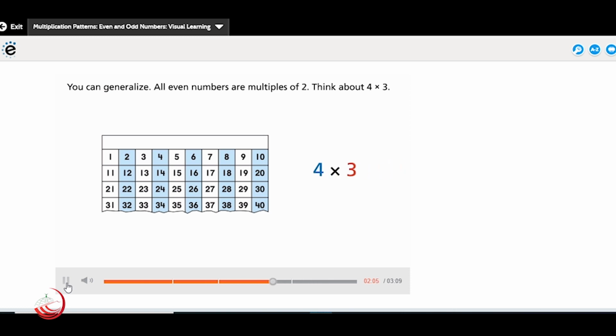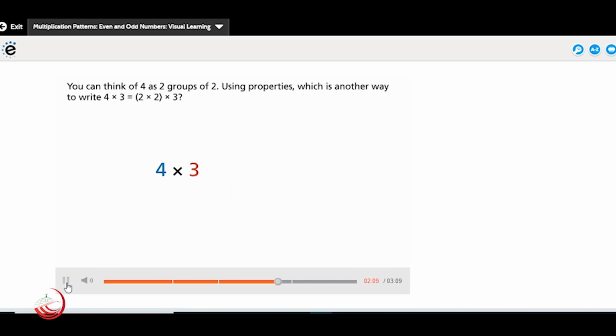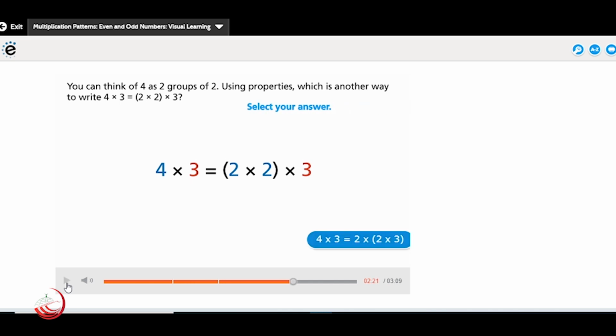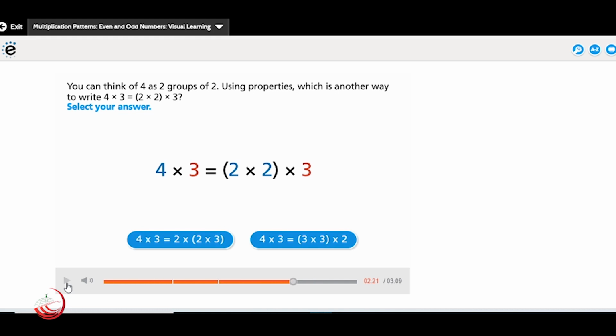Think about 4 times 3. You can think of 4 as 2 groups of 2. Using properties, another way to write 4 times 3 is 2 times 2 times 3. Select your answer. Can I select for you? What do you think? Do I use this one or this one? Which one is correct?